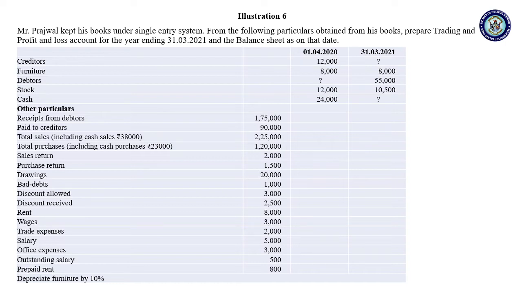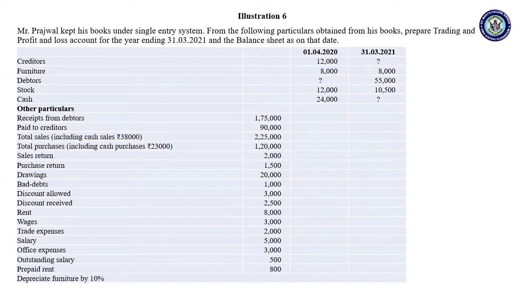Now you see the first information. They have given some of the items like creditors, furniture, debtors, stock and cash, with opening and closing balances, but for some items they have given the opening and not the closing, and for one item, debtors, they have not given the opening but they have given the closing. Creditors 12,000 opening balance but they didn't give the closing balance, so you have to prepare the ledger account for creditors to find out the closing balance, not to find out credit purchases.